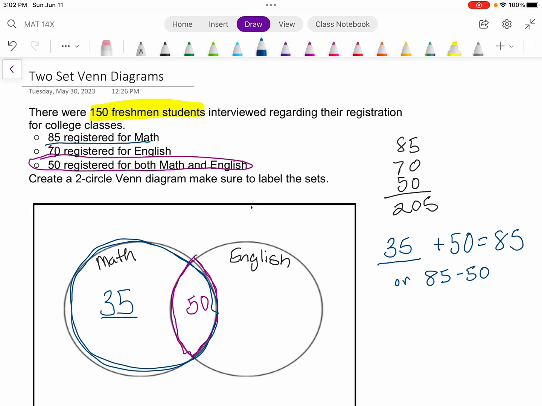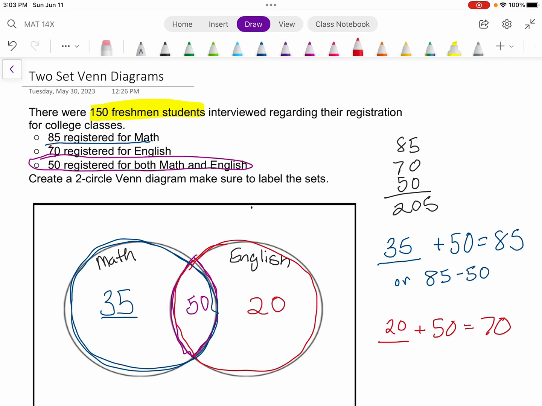I'm going to do a similar setup with that English circle. Everywhere in that English circle should total 70. So something plus 50 should equal 70. Well, that something should be 20. All right, so I got my English only students.